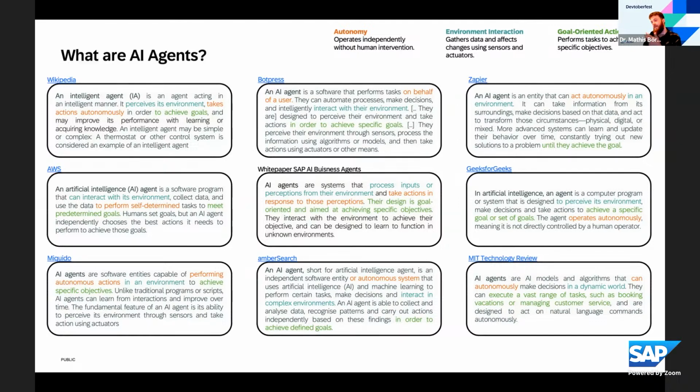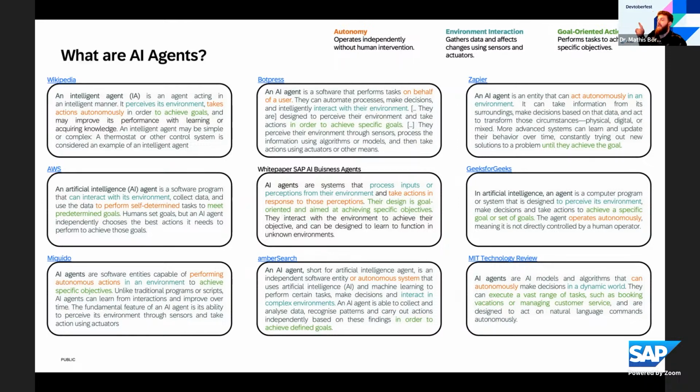And the second criterion is environment interaction. The system has to gather data and effect changes using sensors and actuators. So it has to interact in both directions, and often not only fetching data from the environment, but also manipulating it or triggering actions in the environment. And this could also be a fully virtual environment, so it does not always have to be embodied AI systems or anything.